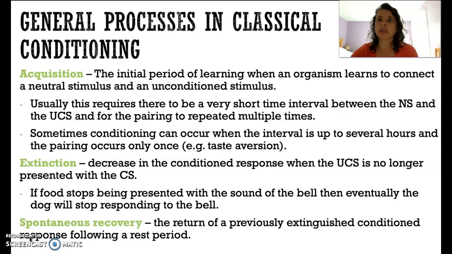Extinction occurs when the conditioned stimulus is repeatedly presented without the unconditioned stimulus. When the bell is rung repeatedly without also presenting food, the association will weaken and eventually the dog will stop responding to the bell. Spontaneous recovery can occur if the conditioned stimulus is not presented for a period of time after extinction. If Pavlov stopped ringing the bell for a while and then rang it again, the dog might salivate again even after that response has been extinguished.